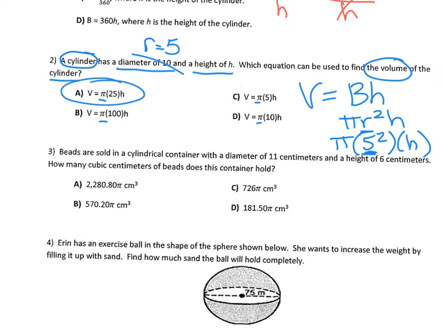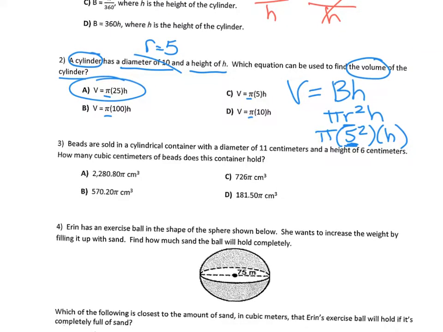Okay, number 3. Beads are sold in a cylindrical container with a diameter of 11. Can I go ahead and change that diameter? To what? 5.5. And a height of 6 centimeters.